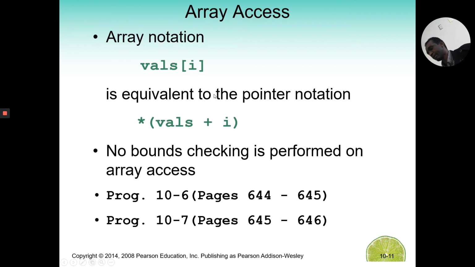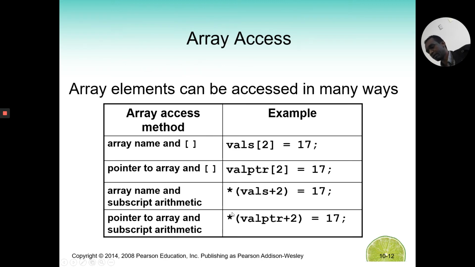Array notation vowels[i] is equivalent to the pointer notation, so say the pointer symbol *(vowels + i). So now bounds checking is performed on the array, and you can use some of the examples that exist. So an array element can be accessed in many ways. So array access method and then the example, and how you can access each value of the example that we have seen earlier.